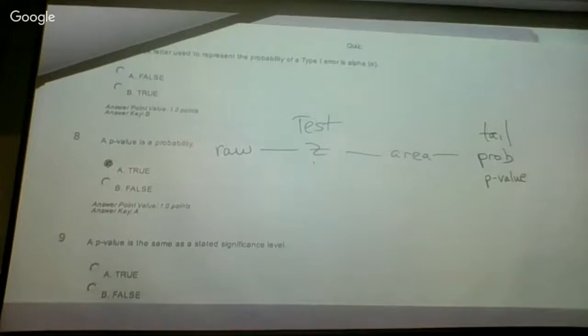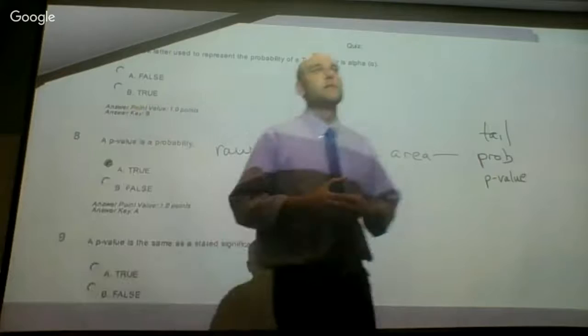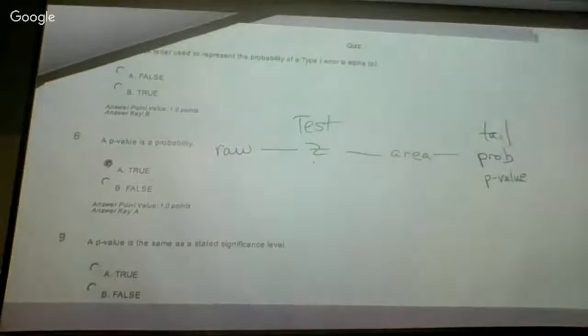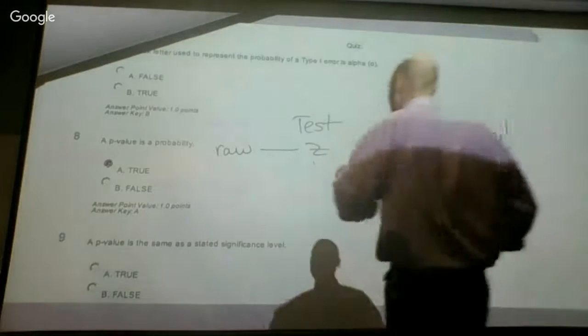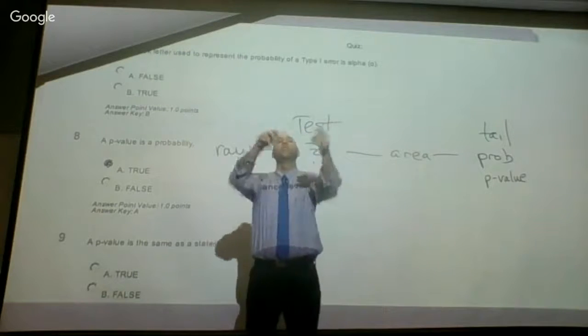Nine. A p-value is the same as the stated significance value. What do you think, Luke? Is it the same as the significance value? False. What would it be as opposed to the same as the significance value? Opposite of? It's not opposite of. I like to think of it as an alternative to. But yes, different from works for me.